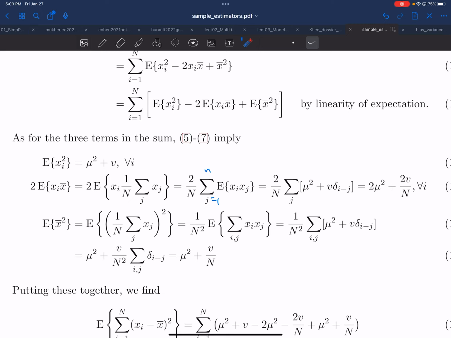Yeah. What's the upside down capital A? Oh, great. So that's for all i. So yeah, sorry about this. Like this equation here, I'm saying for all i this holds, not just for one special i.